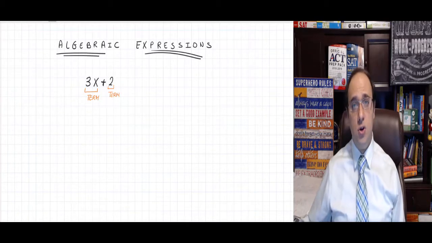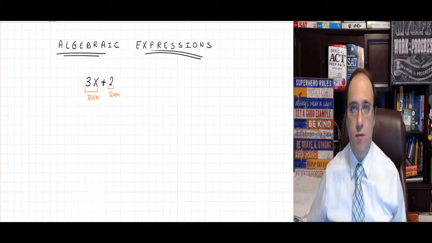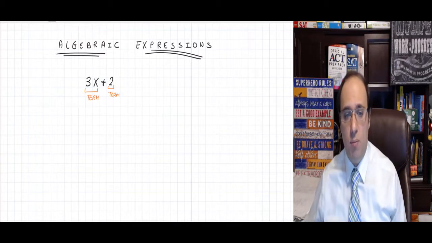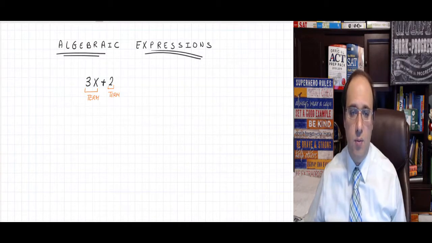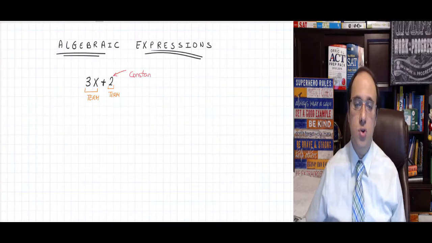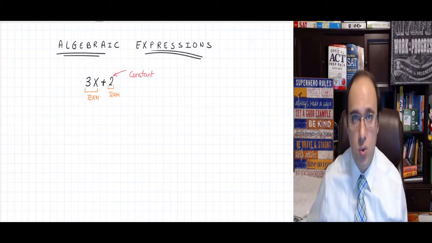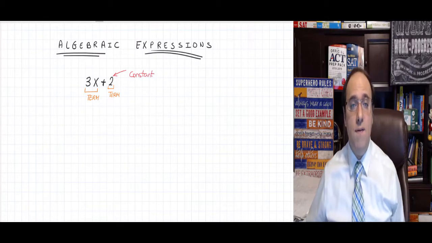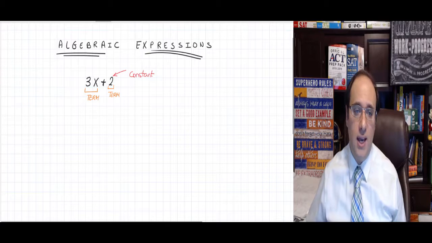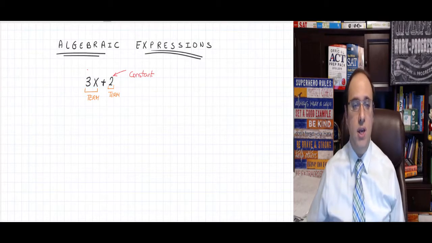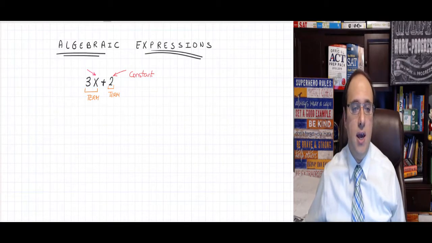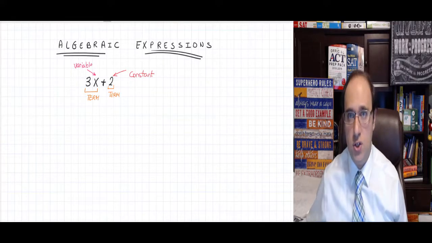Now, these terms can also have different names. For example, when you have a number, just a number, like the number 2, we call this a constant. Constant because the number 2 is always going to be 2. It does not change. If you have a letter like x, in this case right here, we call this a variable. Variable because it changes.